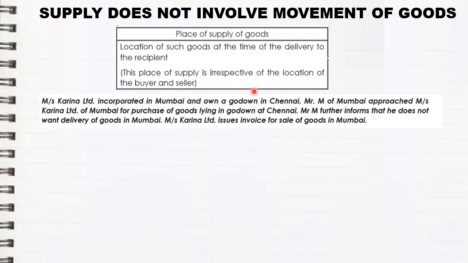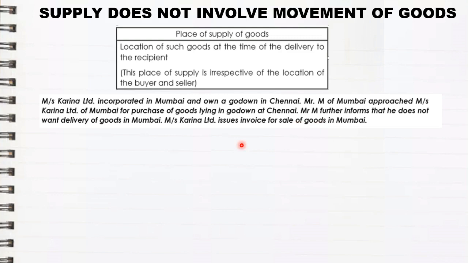Incorporated in Mumbai and owns a godown in Chennai. Mr. M of Mumbai approaches Messrs Karina Limited of Mumbai for purchase of goods lying in the godown at Chennai. Mr. M further informed that he does not want the delivery of goods in Mumbai. Messrs Karina Limited issued an invoice for sale of goods in Mumbai. Now let us understand this example.